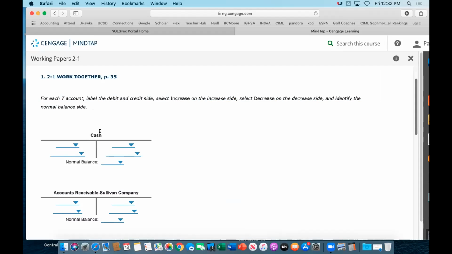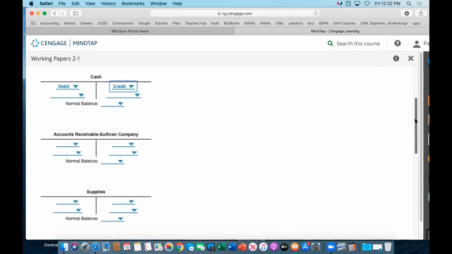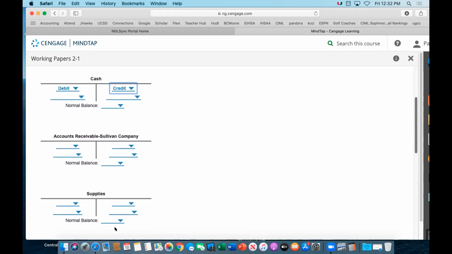All right, so cash. What we say is never going to change. Every account debits on the left side, and every account credits on the right side. These first three are all assets. So they're things of value. Accounts receivable is things of value. They owe us money. So for cash, the increase side is the left, the decrease side is the right.